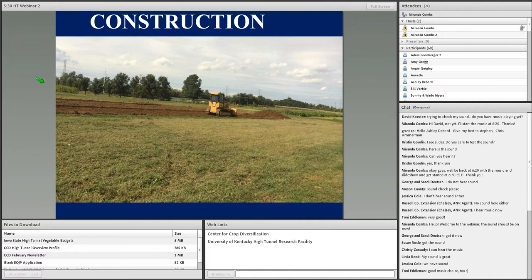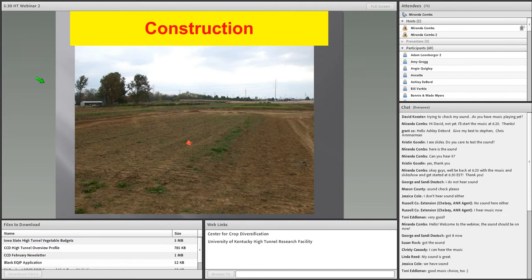So after you've got your site graded and ready to go, you have to flag out the four corners where you want your structure to be. This is a good time to get some measuring tapes and those types of things. Certainly it's good to have at least a couple pair of hands to help you out with this process.